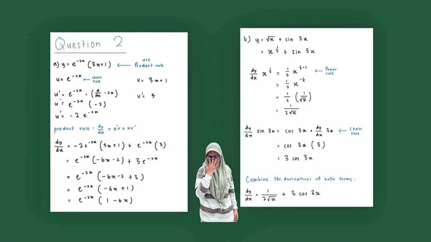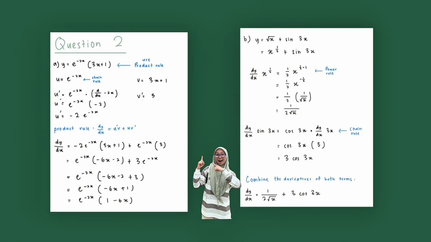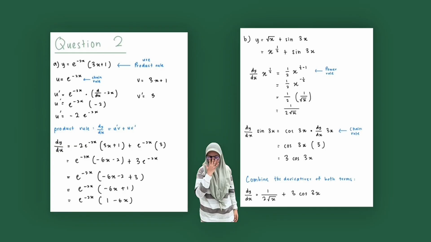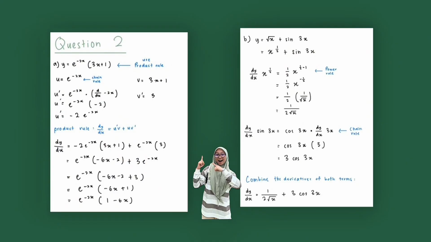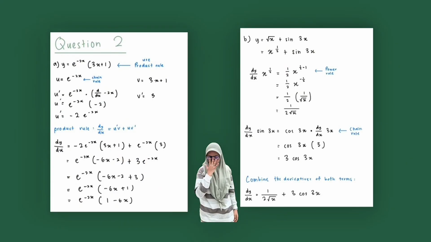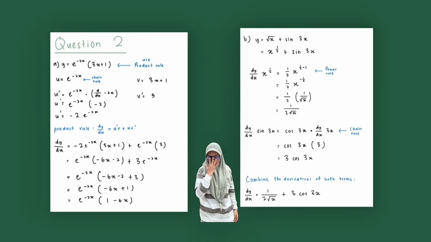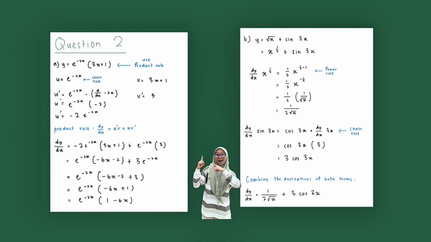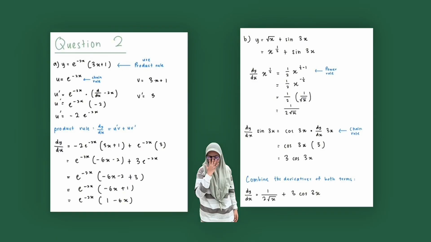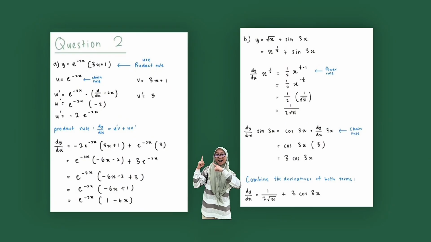So, let e to the power of negative 2x become u, and from this, you need to use the chain rule to get the u prime. So, for the u prime, e to the power of negative 2x times dy/dx of negative 2x. So, you need to multiply the e to the power of negative 2x times negative 2. So, you get negative 2 e to the power of negative 2x as the u prime. For the v, let 3x plus 1 become the v. So the v prime is 3. Next, apply the product rule, which is dy/dx equal to u prime times v plus u times v prime.